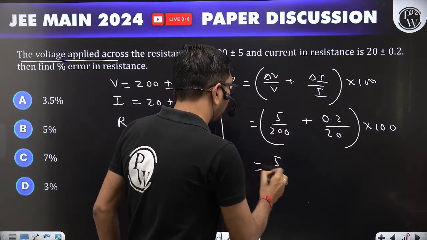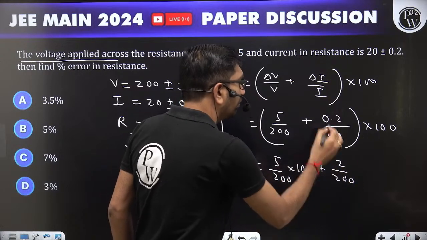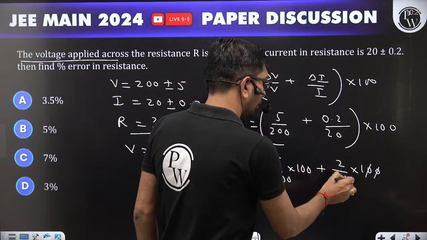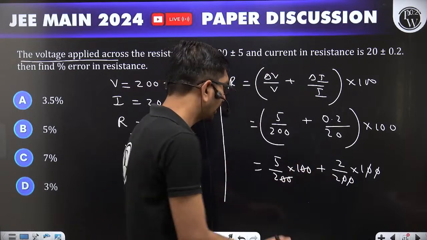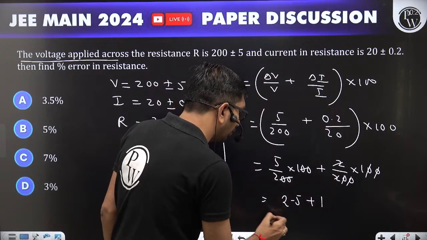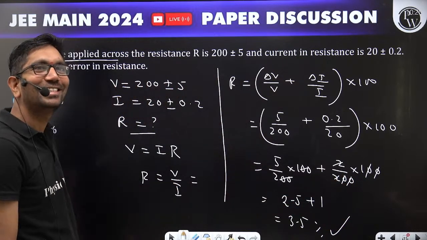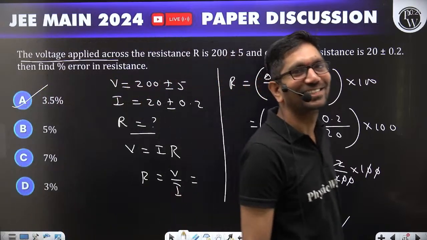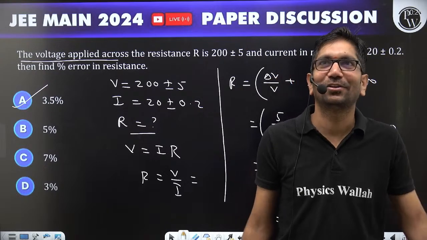Now what do you get, beta? 5 by 200 into 100 plus 0.2 by 20 into 100. The zeros get cancelled. 5 by 2 is 2.5, and here it is 1. So the final answer is 3.5 percent. Option A is the correct answer. Is it clear to everyone?